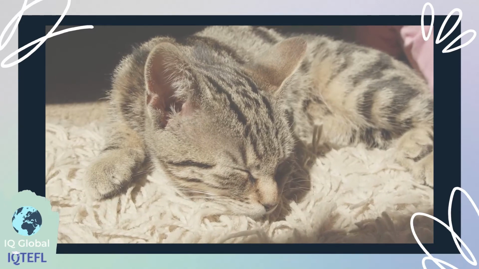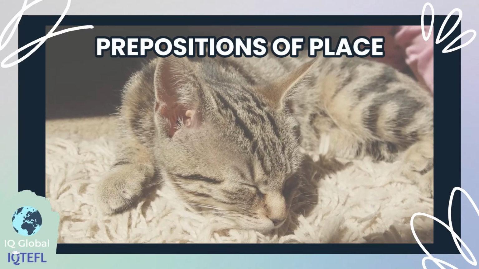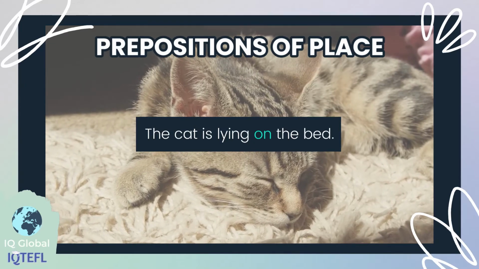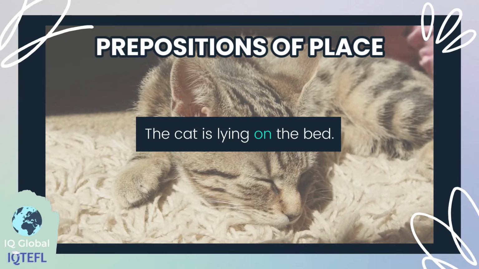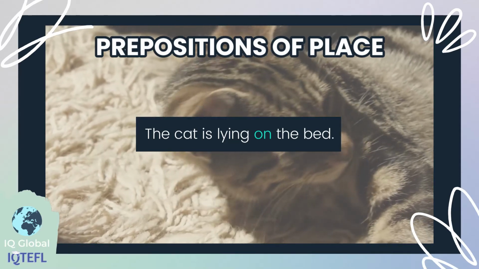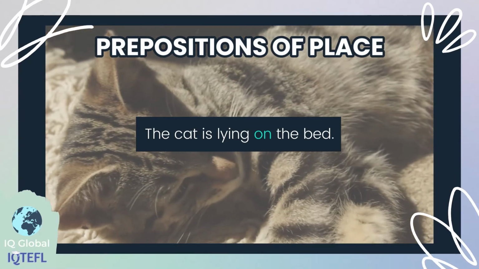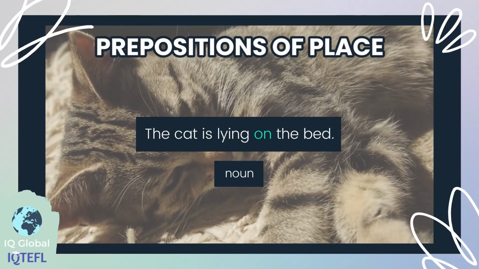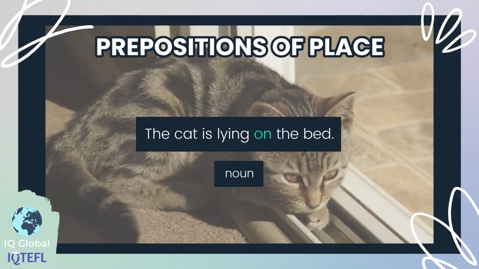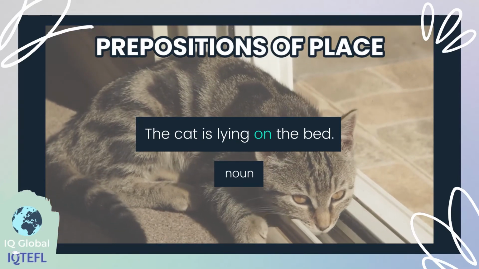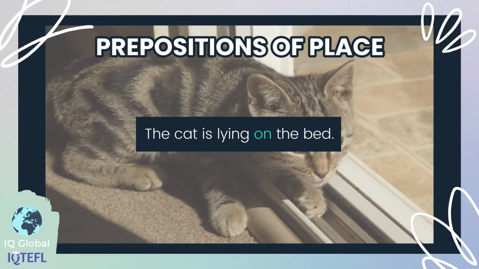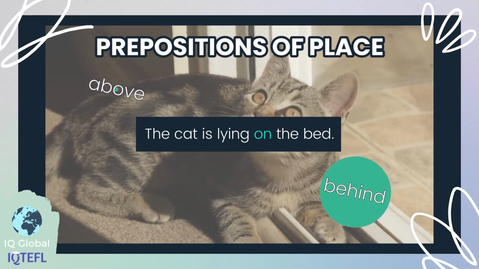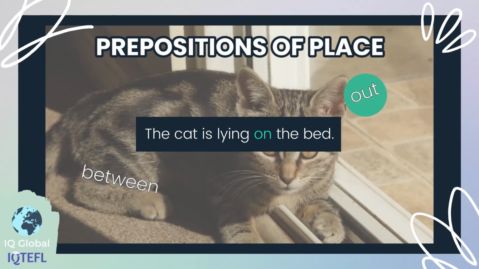Now let's look at an example sentence using prepositions of place. The cat is lying on the bed. So, this is an example of spatial relationships. It tells us where something is located relative to another noun. Spatial relationships work with prepositions that show location, such as on, under, next to, behind, above, out, and between.